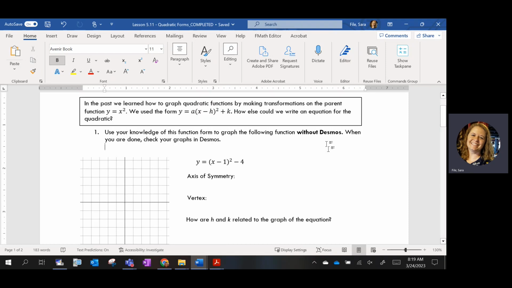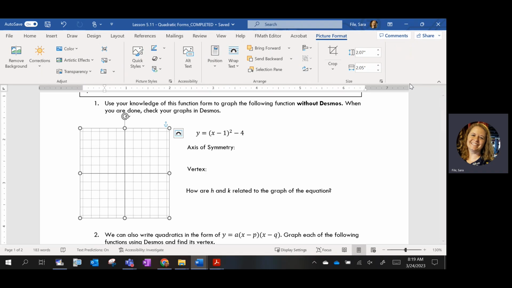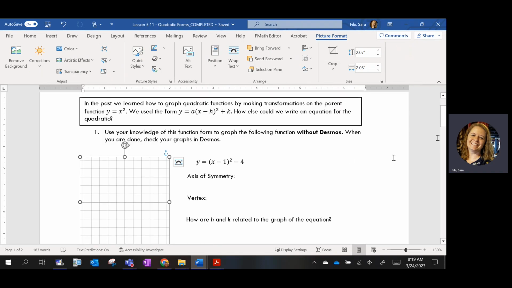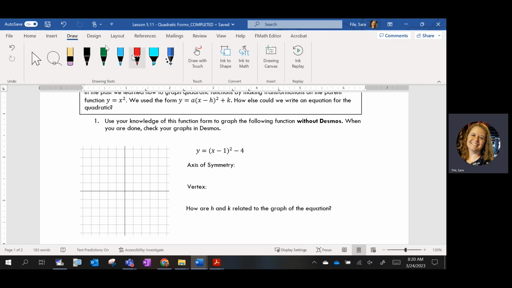We are not going to use Desmos initially. It says without Desmos. We want to see if we can remember how to do axis of symmetry and vertex to graph that. Looking at this equation, when it's in that format, a times (x minus h) squared plus k, what do that a, h, and k tell us? What's that going to help us do? What do y'all remember?